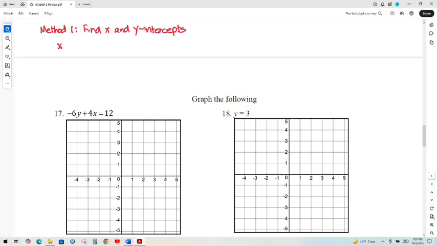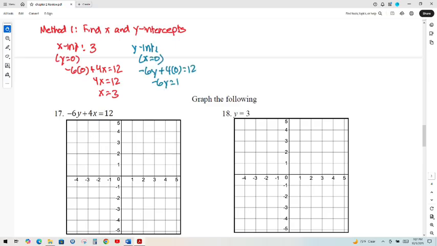So if you did that, find the x-intercept, we know y is 0. We plug in 0 for y and solve for x, and we end up with x equaling 3. Y-intercept, x equals 0. We put in 0 for x, solve for y. We end up with y equaling negative 2. And then we just plot those 2 points and connect the dots, and there's our graph. That's method 1.